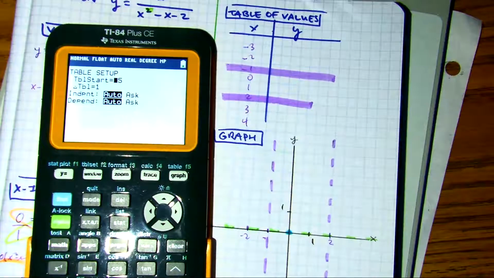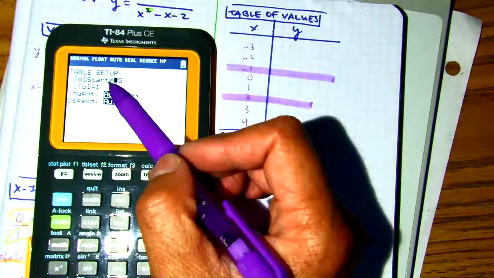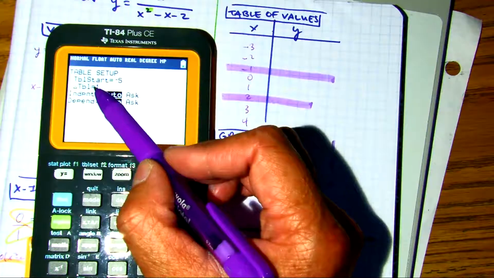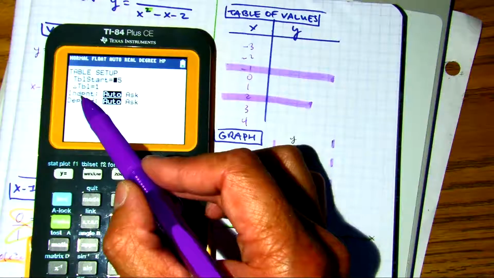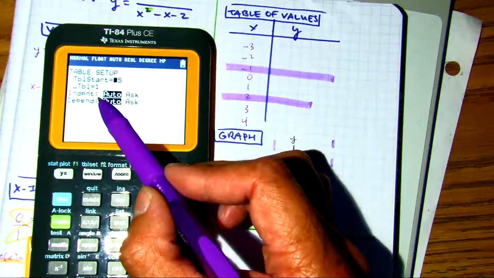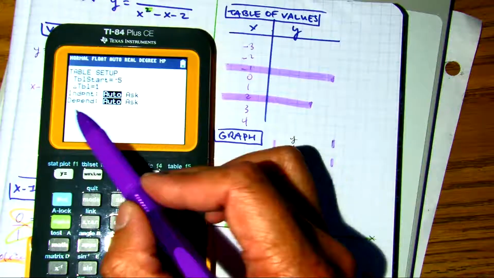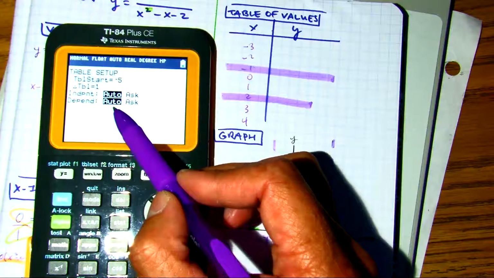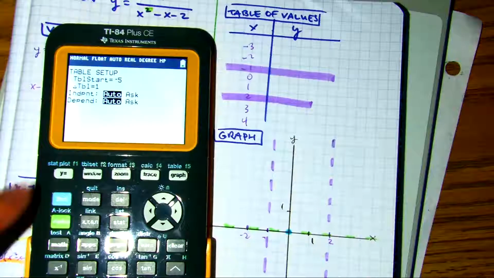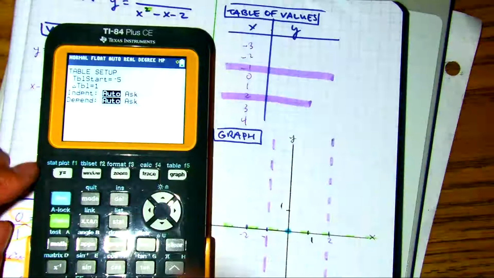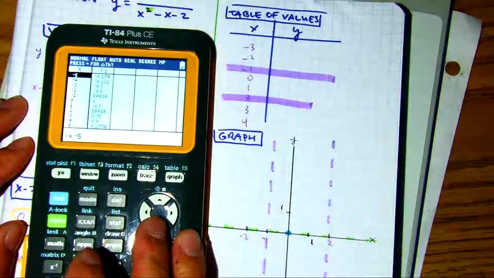It does not matter where your table starts. I do want my table to move by positive ones, or you can use decimals if you wanted to. Independent means, what do you want for the x values? I want the calculator to automatically pick it. Dependent are the outputs or the answers. I want the calculator to figure it out automatically. So we're going to go to table, so second graph. Look at that. So nice.